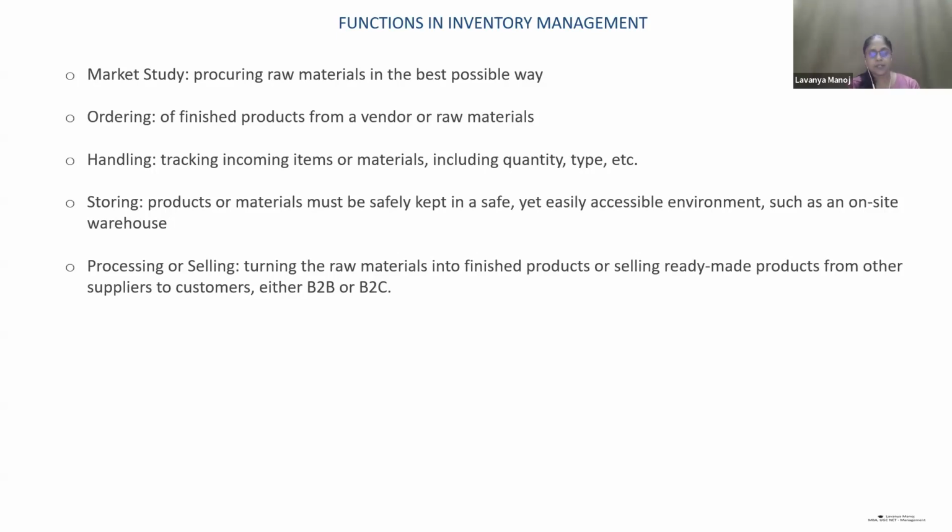So doing a market study, that is checking for the availability of the best product or quality product at a reasonable price, and checking where it is available. Doing a market study and procuring the product which is most feasible for the company. Then ordering from different vendors after confirming the material and who is to be the supplier. So ordering how many units are required.